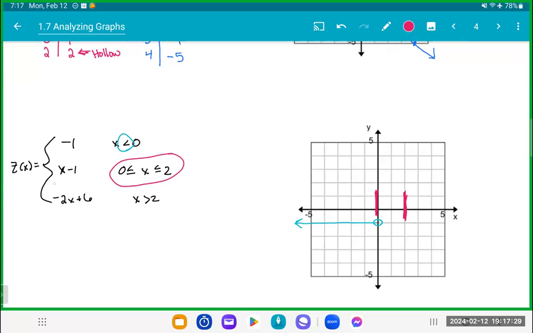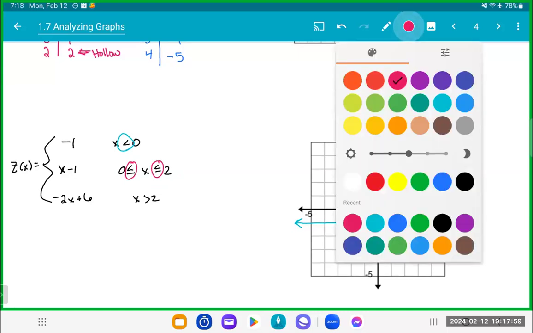So at 0, I plug that in and it equals -1, right? 0 minus 1 is -1. Let's plug in 2. 2 minus 1 is +1. So I can go up here to +1. It's also solid because of the equalities. Okay? So I can just create a line between those two. That takes care of that graph.